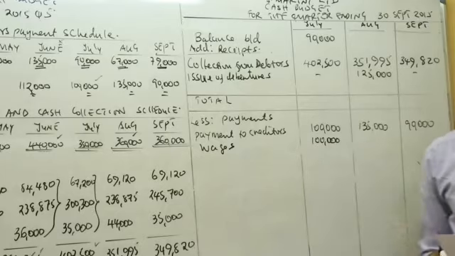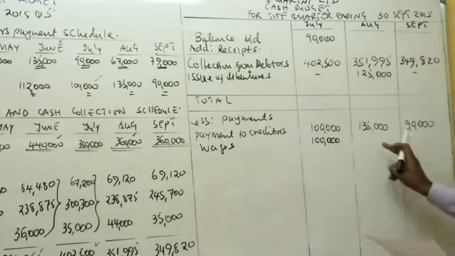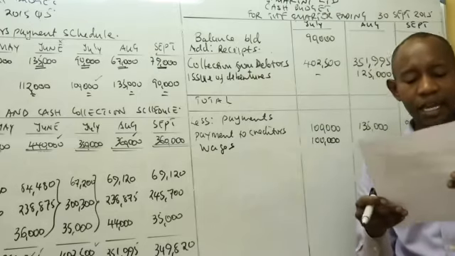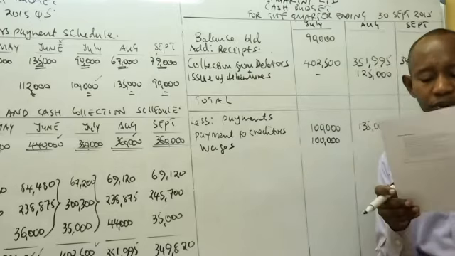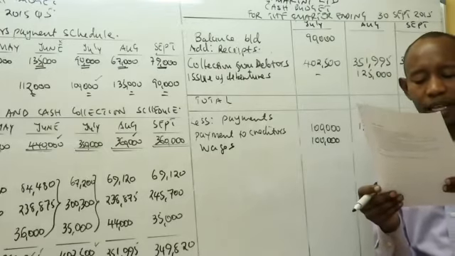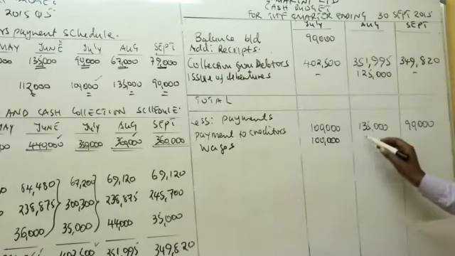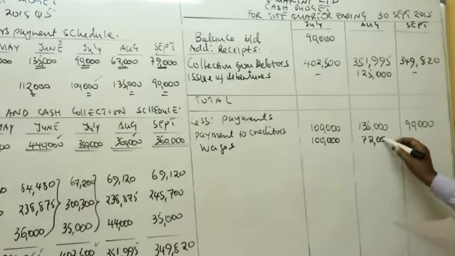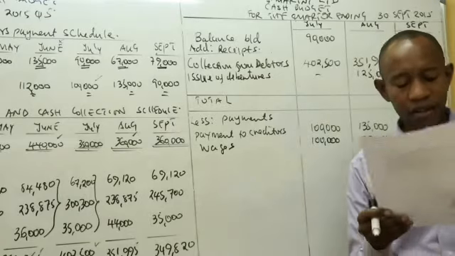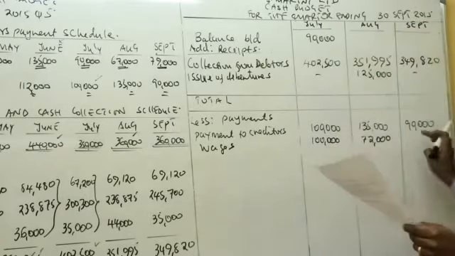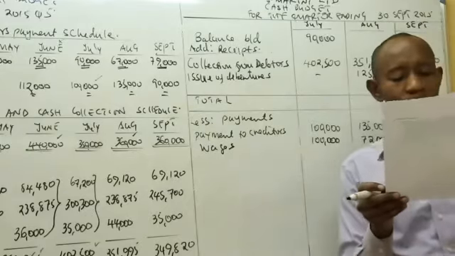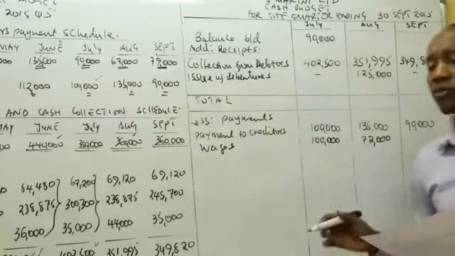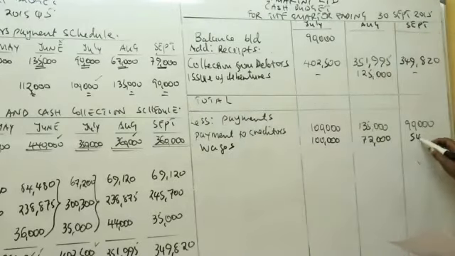100,000. Then let's go to the month of August. August will be paying wages for the month of July. And wages for July is equal to 72,000. Then in the month of September, we pay wages for August, which is 54. And so we pay 54.